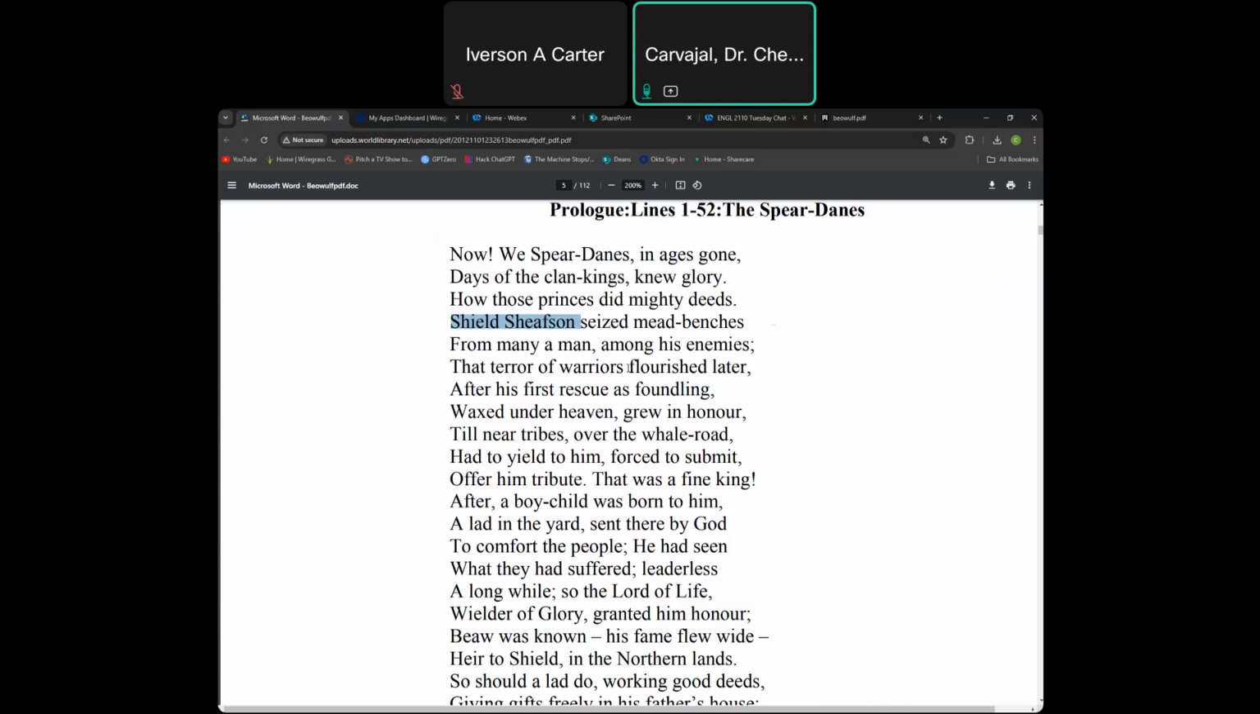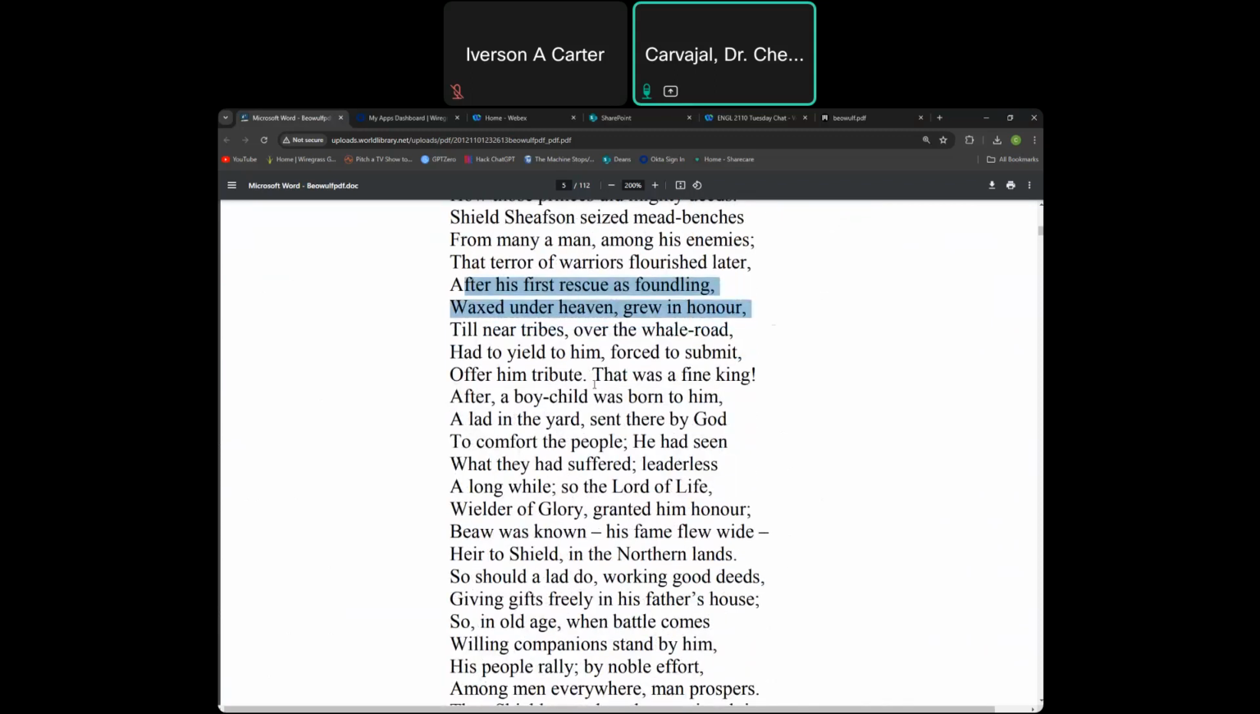So we start with Shield, and he was really good. He seized mead benches from any man, so he conquered a lot. And he was a foundling. He was rescued, but then he grew, and he was really famous, and he was a fine king. Remember when I said "good king"? That's right there. That was a fine king.